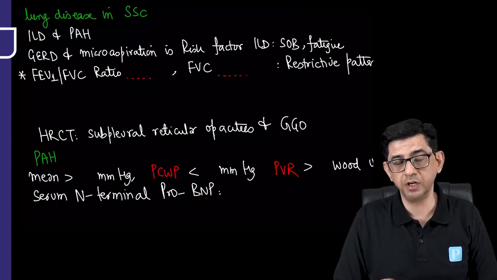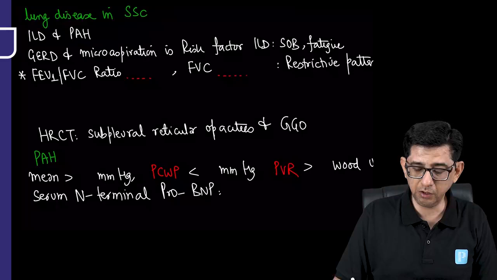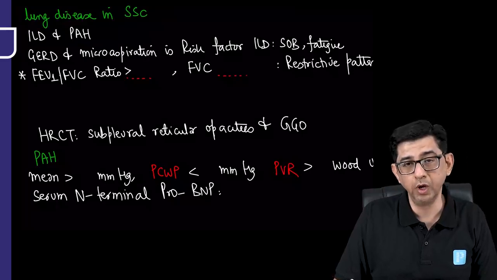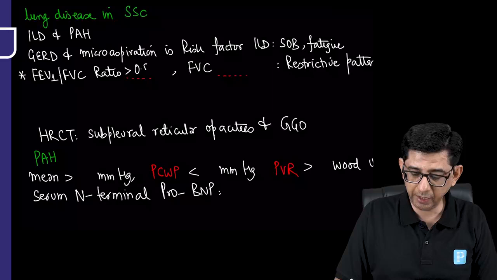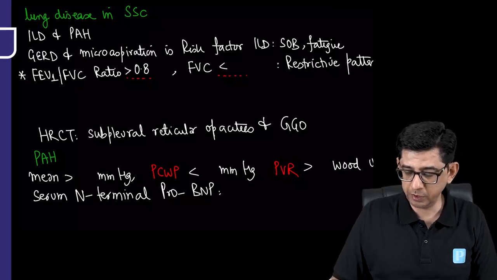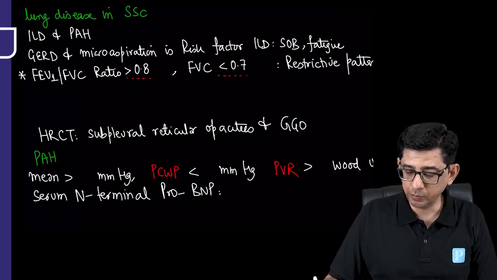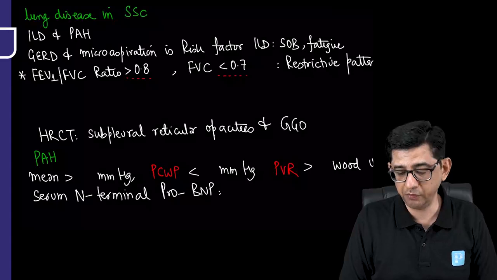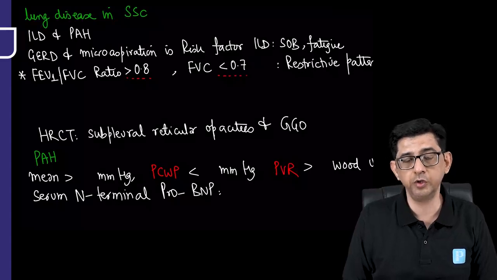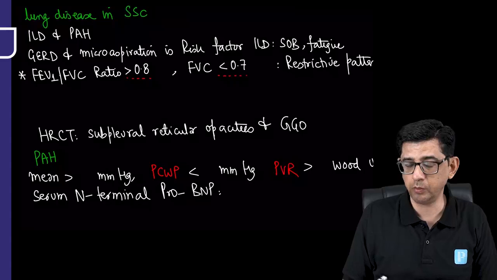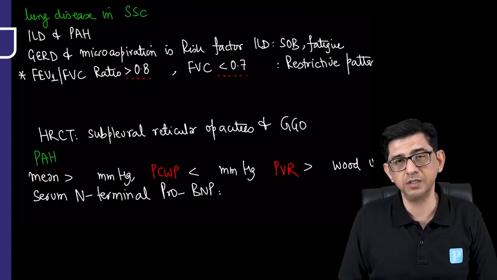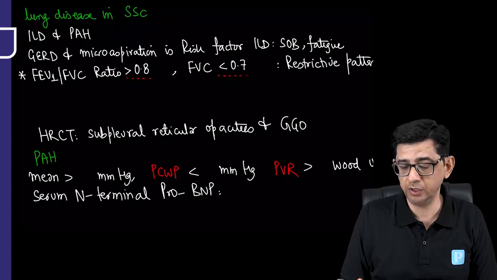So when do we say restrictive lung disease? We say restrictive when FEV1/FVC ratio value is going to be more than 0.8, and the FVC of the patient is less than 70%. Contrast this with COPD, chronic obstructive pulmonary disorder, where we talk about FEV1/FVC ratio less than 0.7, and then we talk about FEV1, which could be less than 80%, less than 50%, and so on.